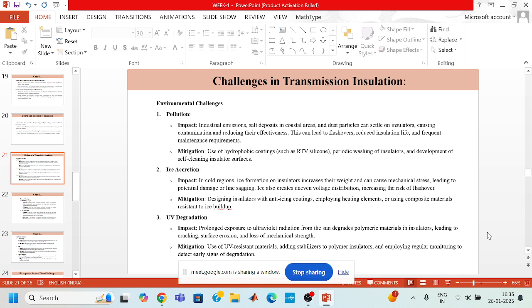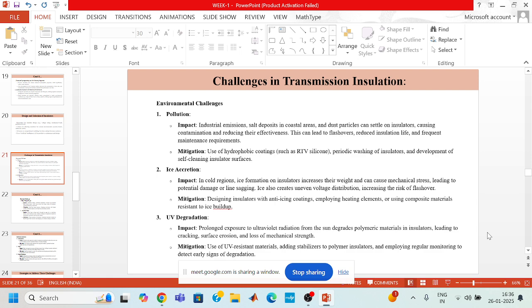We use hydrophobic coatings such as RTV silicone coating, periodic washing of insulators for cleaning purposes, and development of self-cleaning insulator surfaces. By doing this we mitigate the impact of pollution, one of the challenges in transmission insulation.